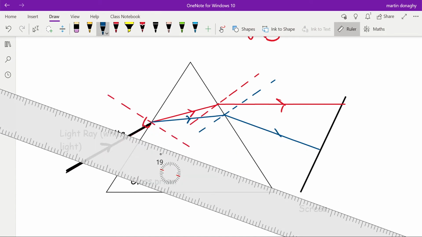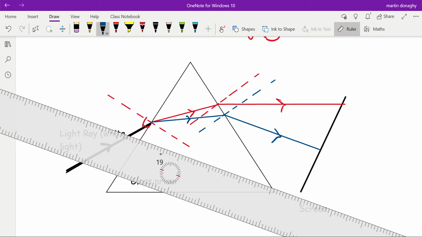And usually that's all you will have to do in an exam. If you get the normals right, you tend to get the rays right. The two rays should diverge when they first enter the glass block and diverge here, okay? They shouldn't be parallel when they exit the prism.